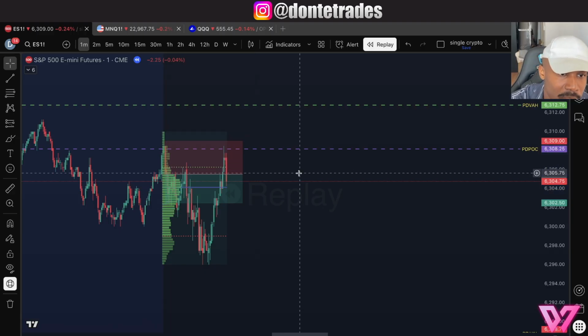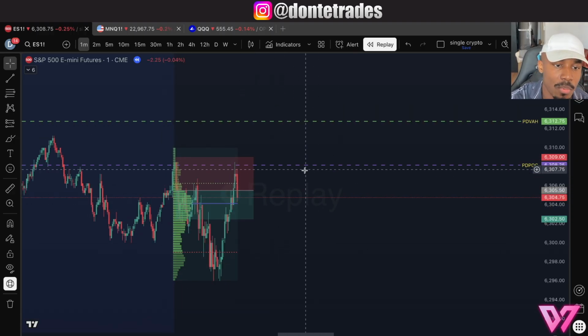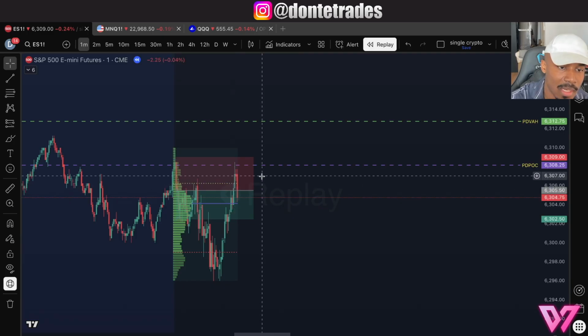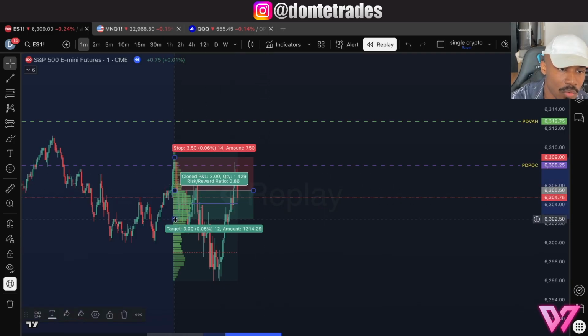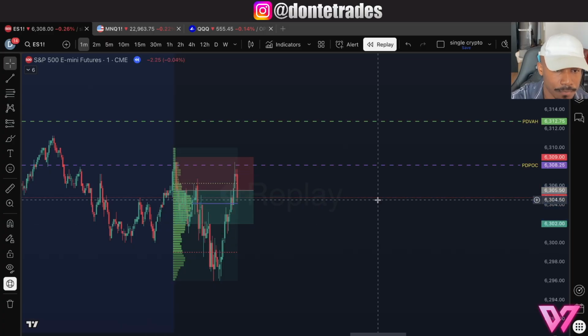But anyway, here, this will be a perfect setup for me. The current session value area high is pretty close to the previous day point of control, which gives me the confirmation that I would be looking for to short off of this here. And let's play this out and see how this works.